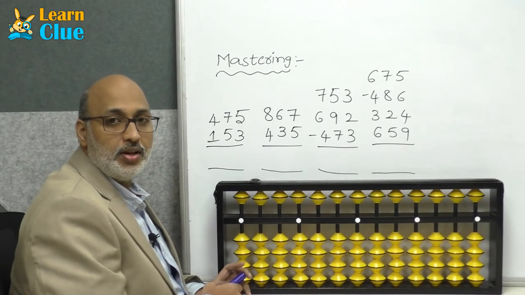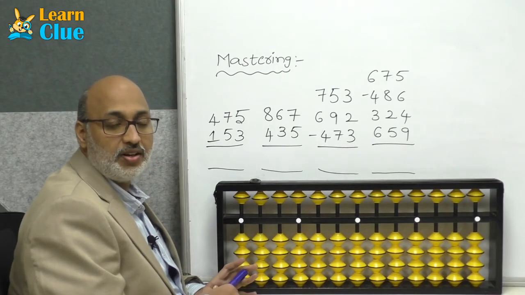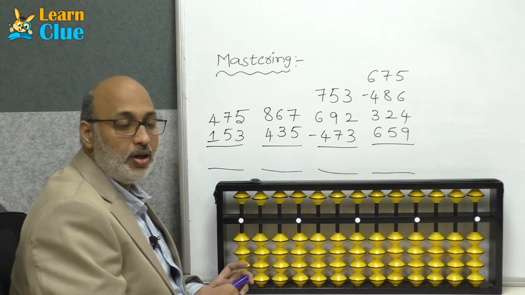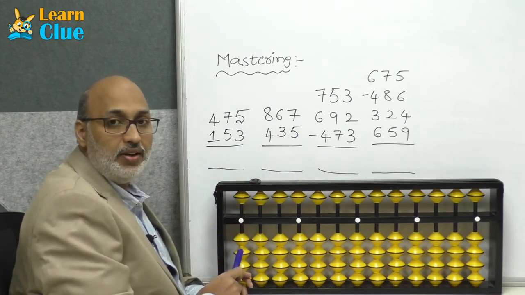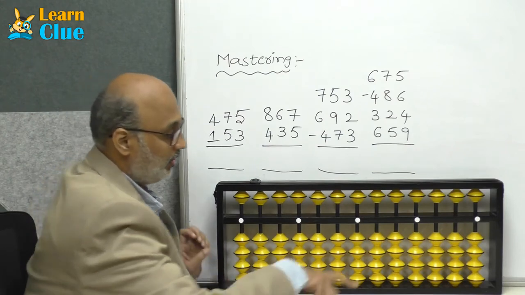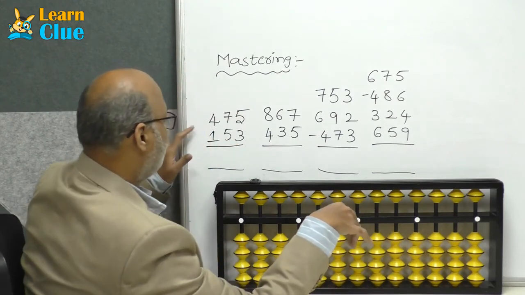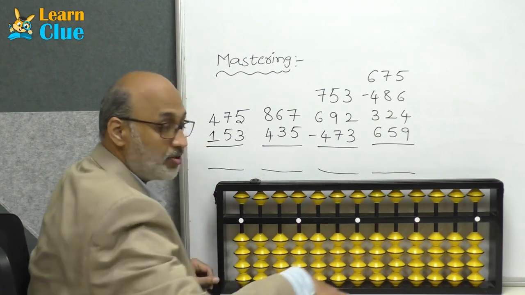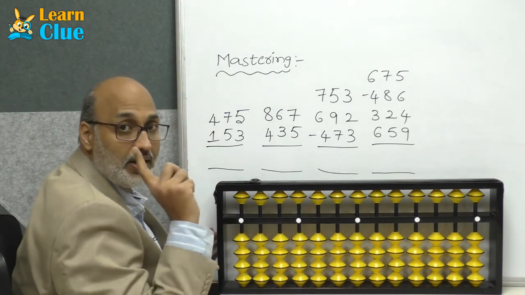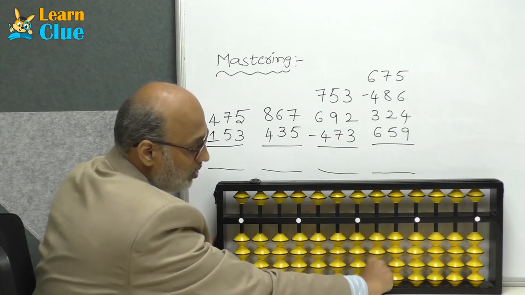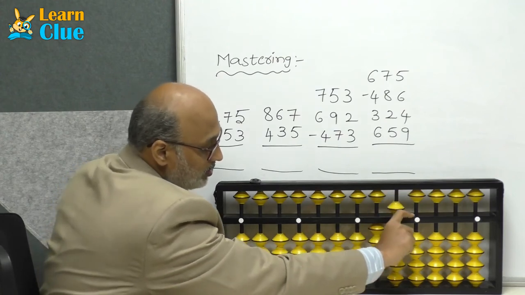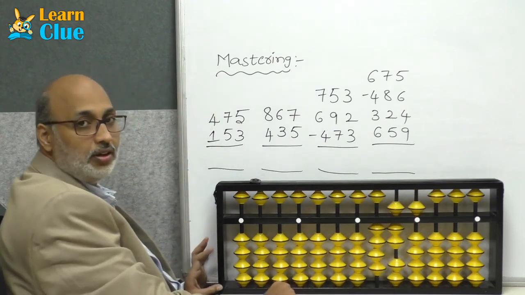Hi students, in this session of mastering techniques, we are going to learn addition of 3-digit numbers. Okay, how to add 3-digit numbers. Let's see. First, 475. First, always you have to place the highest denomination first. Units, tens, hundreds. 475.